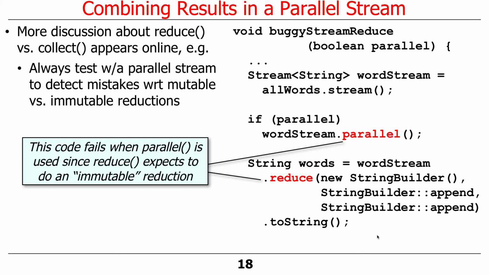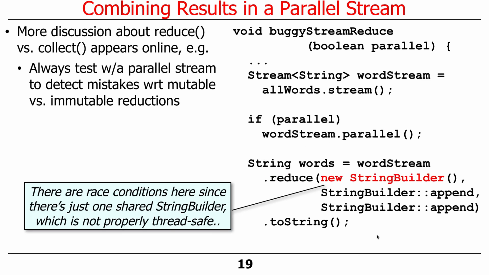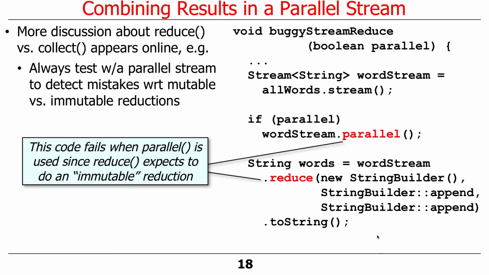And then what we do is we go ahead and we do reduce. So what we think we're doing here is making a new string builder, and then we're going to append the strings together using the string builder. Now, if parallel is false, we're not doing a parallel stream, so it's a sequential stream. And everything works just fine. So no problem at all. It'll go ahead and append everything together, and you end up with a single reduced string of all the stuff that you need to have at the end.